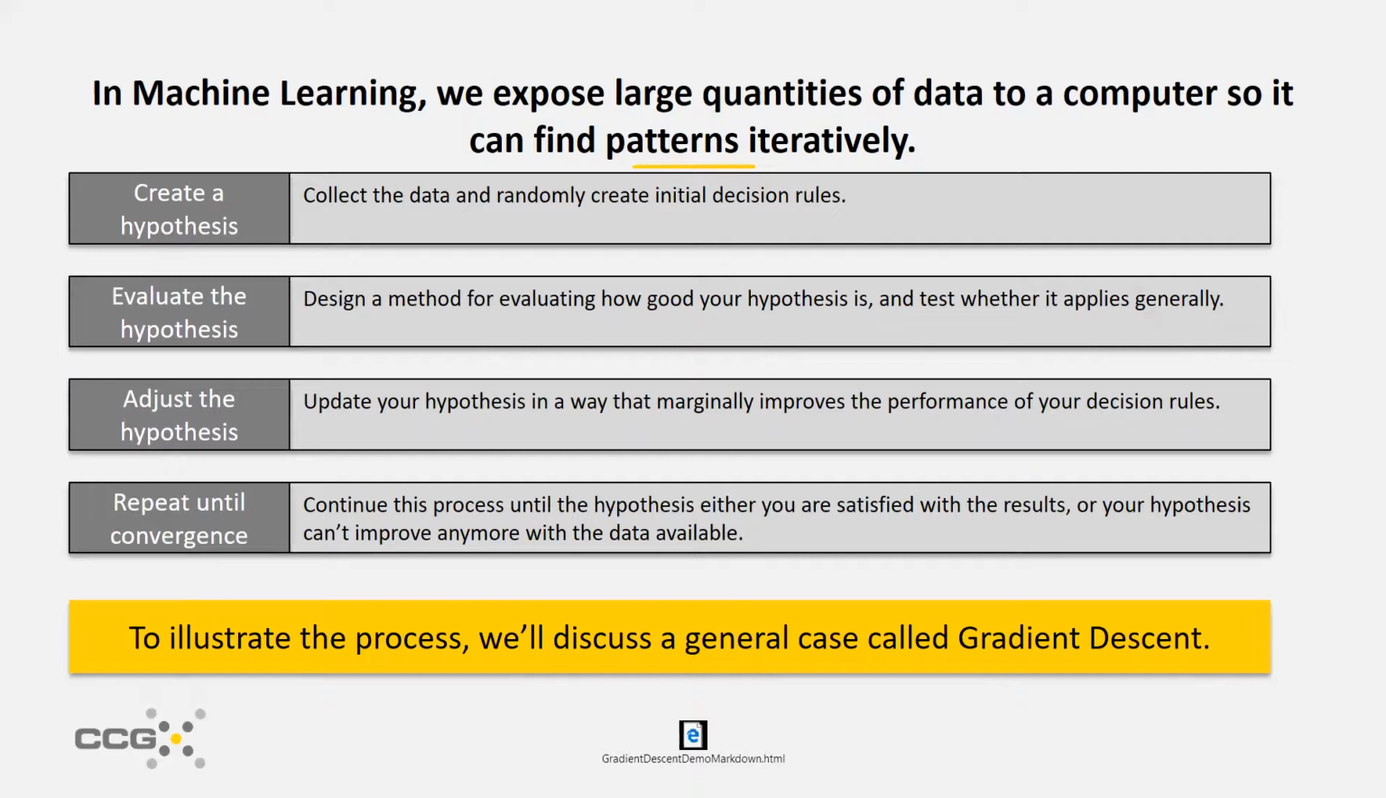And then you evaluate the hypothesis. So you have to tell the computer how to measure how good or bad the hypothesis is. You make an adjustment to the hypothesis, and then you repeat that rapidly until you get to a hypothesis that's either good enough where you're satisfied or until there's not enough information in the data to improve anymore. And to illustrate this process, I'm going to take you through something called gradient descent.